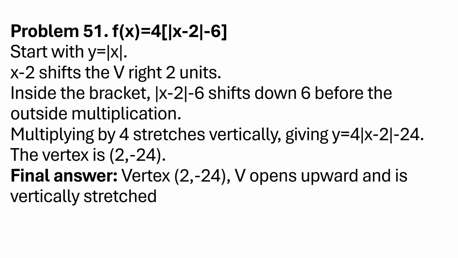We are asked to graph the function 4 times the quantity, absolute value of x minus 2, minus 6. Start with the parent function, y equals the absolute value of x. First, shift the graph 2 units to the right because of x minus 2. Next, move the graph 6 units downward. Finally, multiply all y values by 4, creating a vertical stretch. The result is a narrower V-shaped graph with vertex at 2, -24.